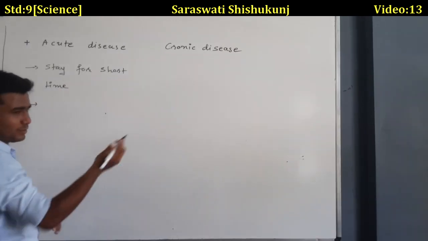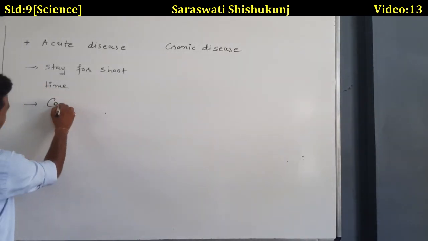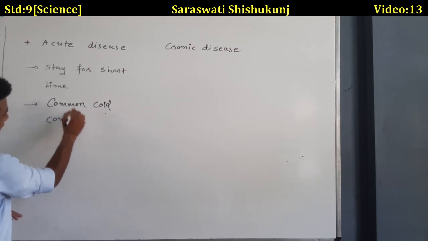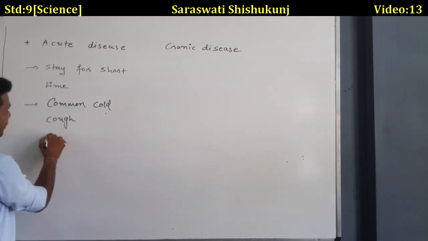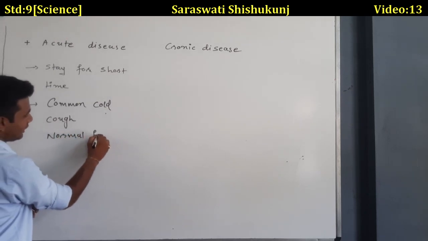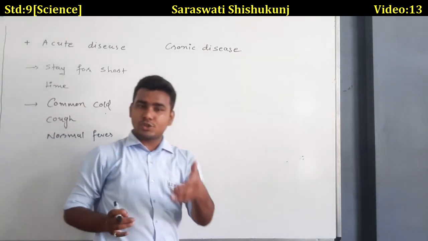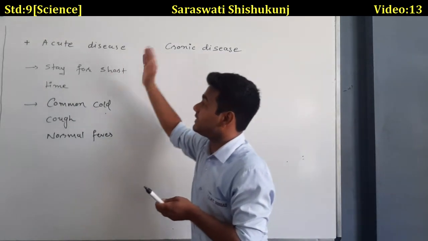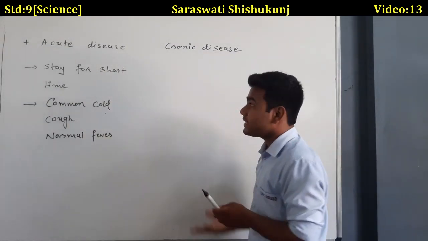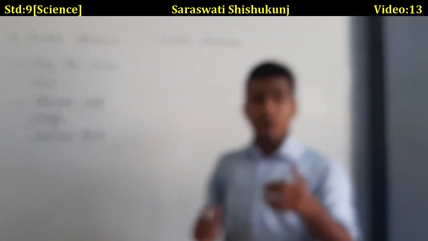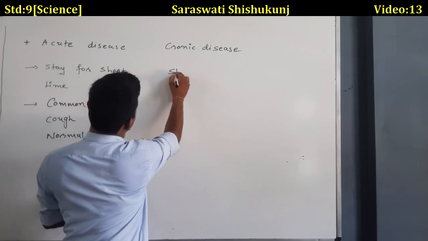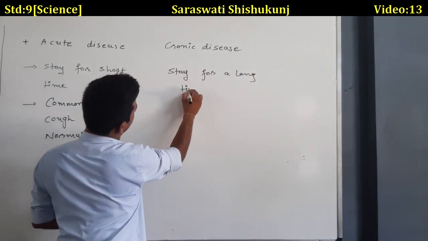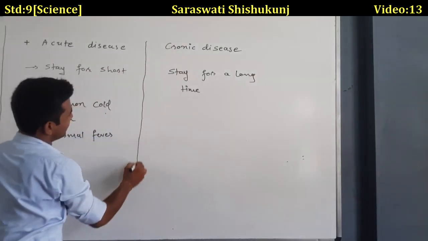And which are the diseases which stay for a short time? So we can say common cold, cough or normal fever. These are the diseases which stay for a short time. On the other hand, chronic disease. Now you are very intelligent, you know that if acute disease means which stays for a short time, then chronic disease means the disease which stays for a long time. That is considered as chronic disease.